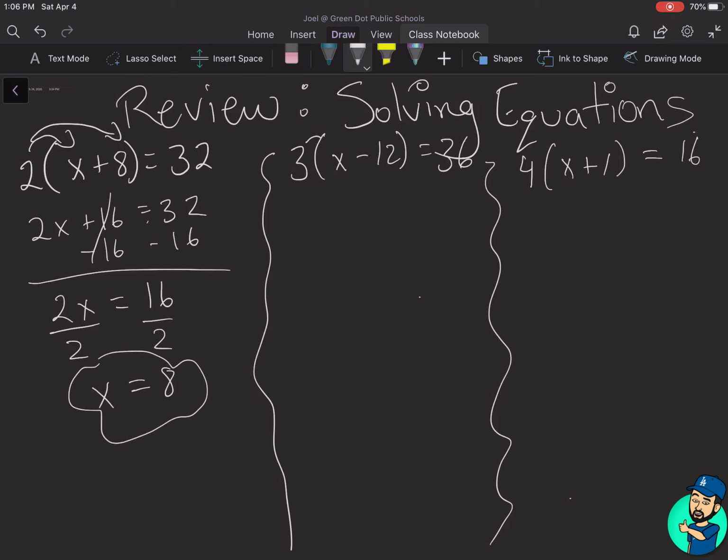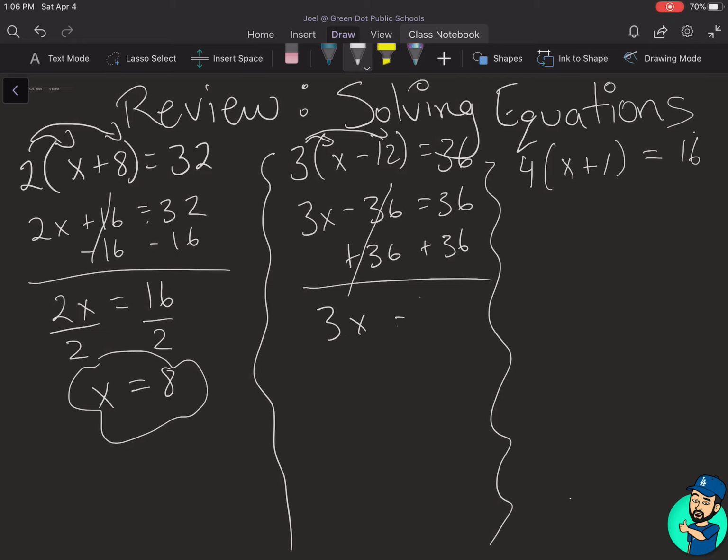Now on this side again, we have to multiply it. I have 3x. 3 times x is 3x. 3 times negative 12 equals negative 36. And copy and paste everything else. Now I need to add this 36 to both sides of the equal sign. 3x equals 72. Now I have to divide 3 to both sides. Now x equals 24.